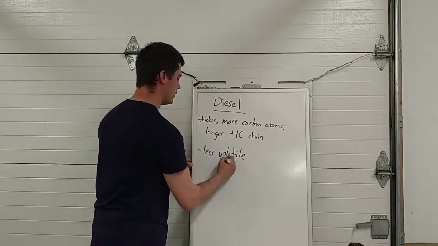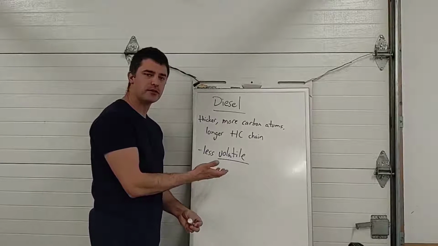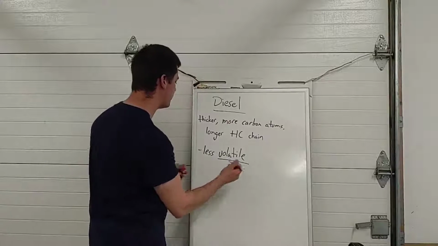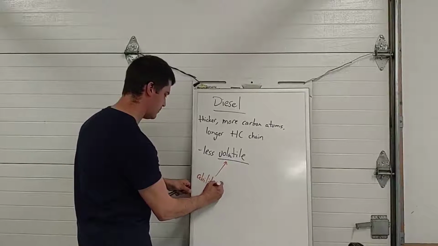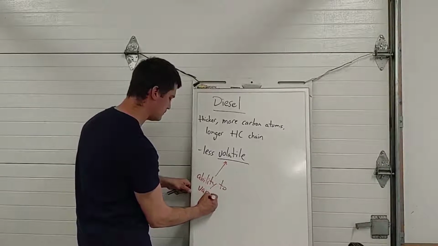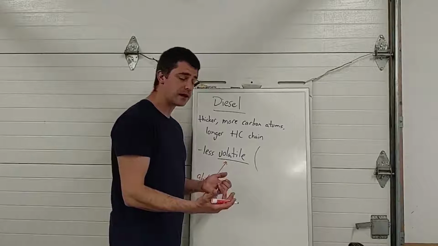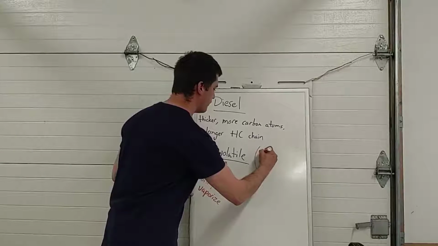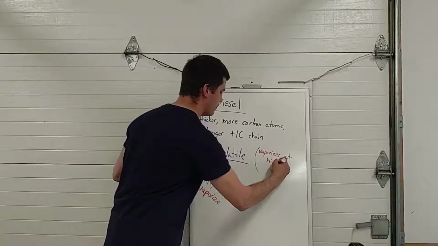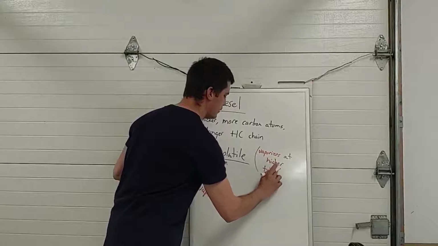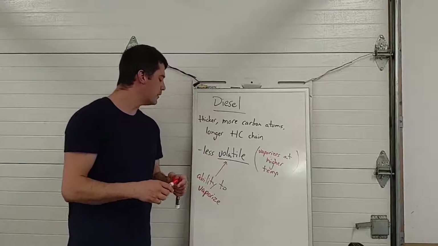And we should probably take a moment to talk about the word volatility. So when something is volatile, that means it is easily vaporized, or it's easy to make into a vapor. So by less volatile, I mean less ability to vaporize. Less volatile basically means it's going to take more heat to make it into a vapor. So you're going to need a higher temperature to ignite it than gasoline. Okay, it doesn't ignite as easily.